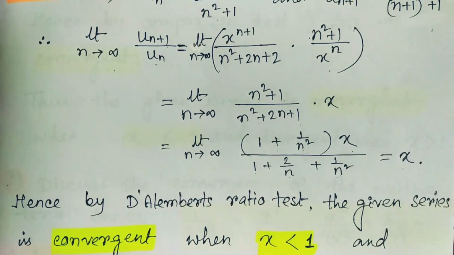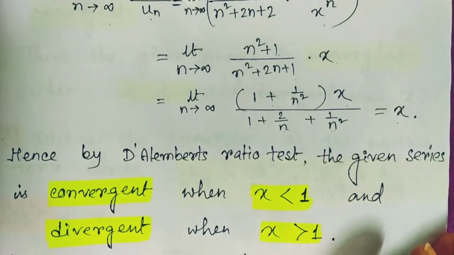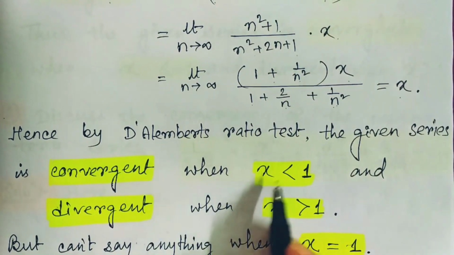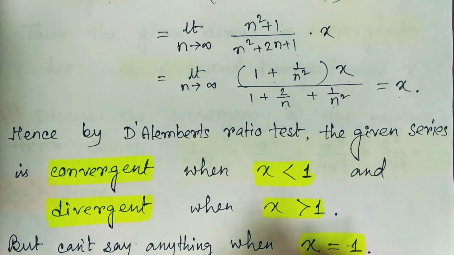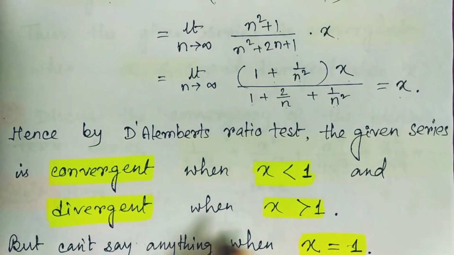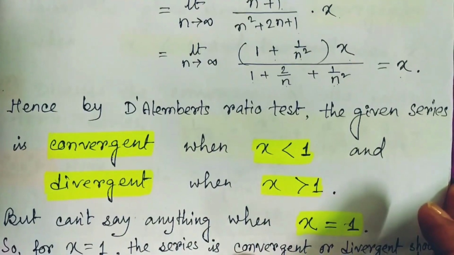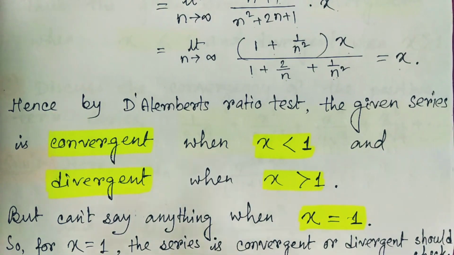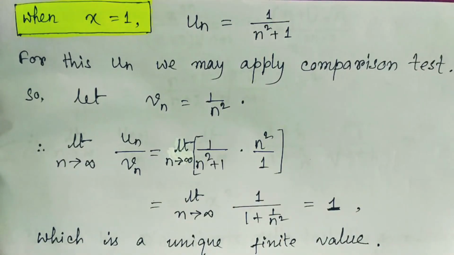Hence from this we can conclude that by D'Alembert's ratio test, the given series is convergent if the x value is less than 1, and the given series is divergent when the x value is greater than 1. But we can't say anything if x is exactly 1. So for x equal to 1, whether the series is convergent or divergent, that we have to check. And for this checking, let us do the following.